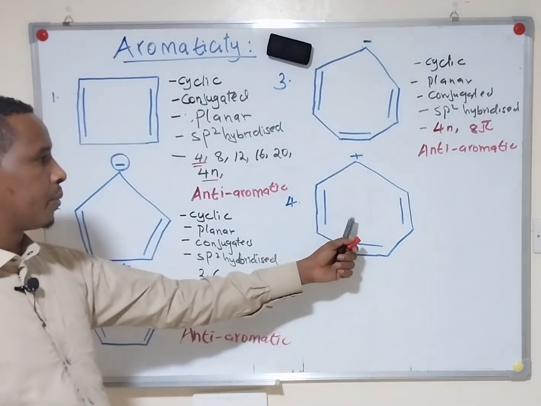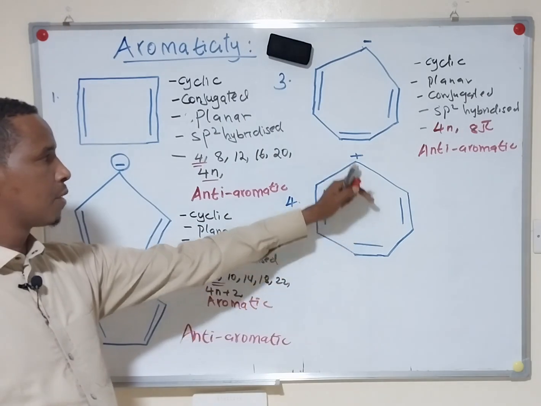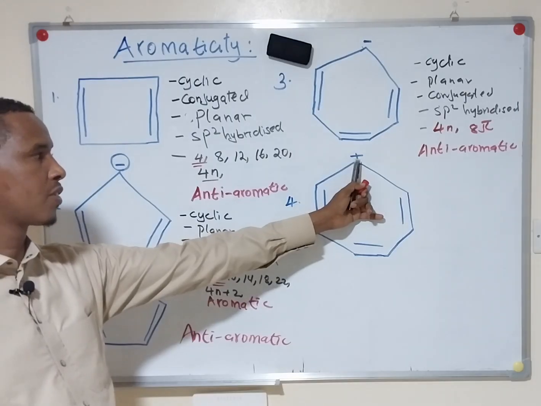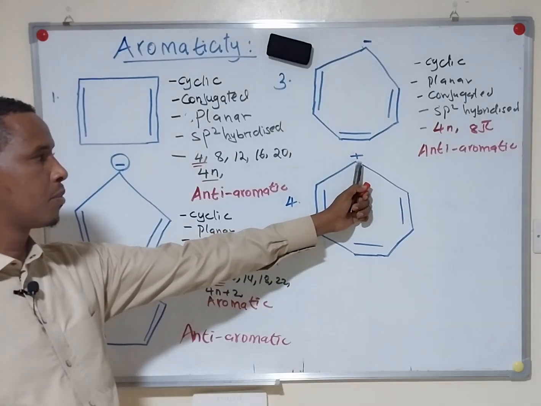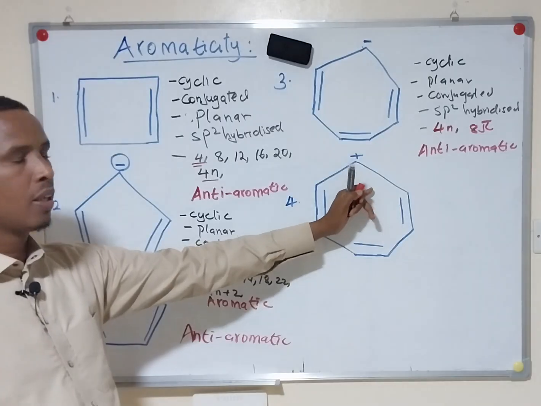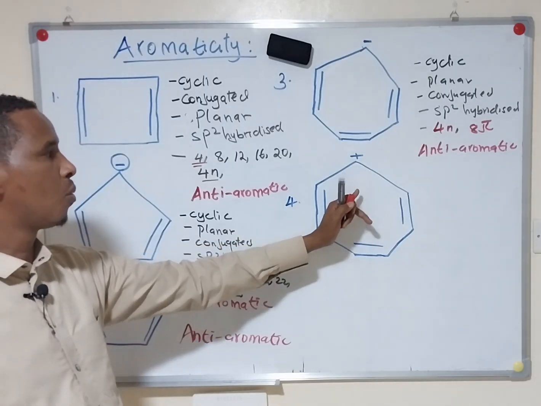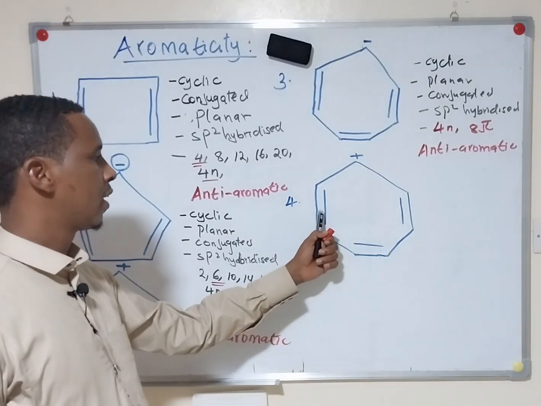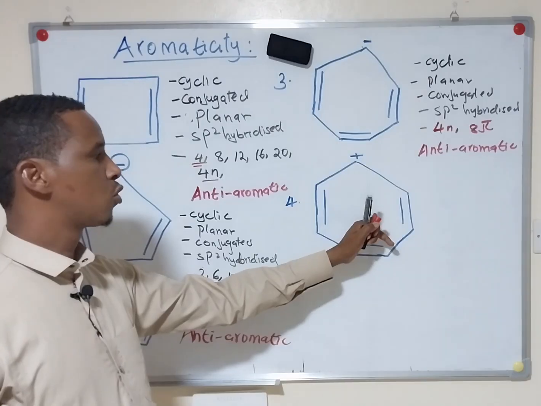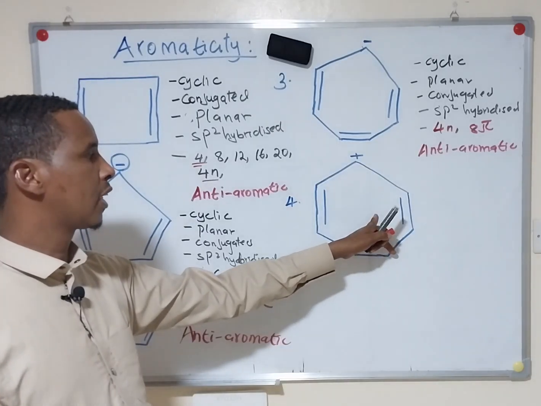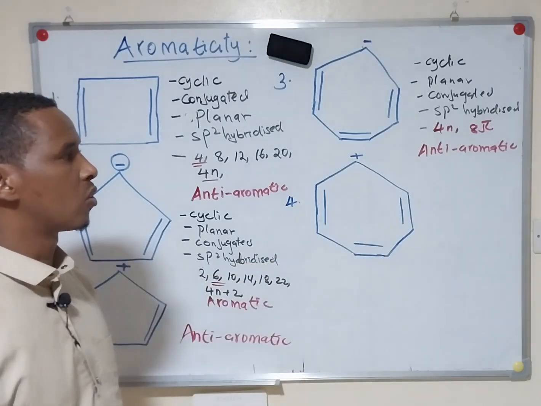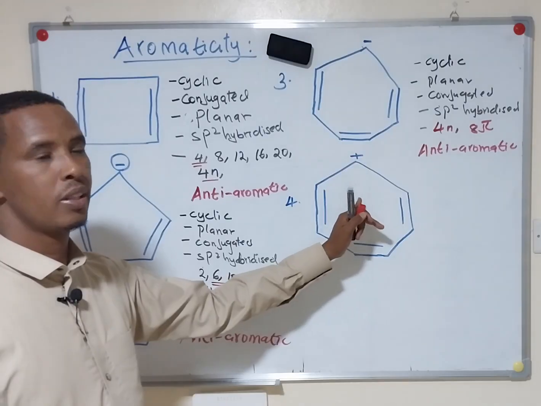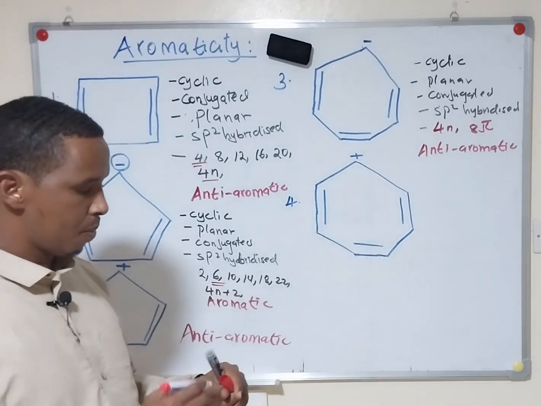And the last example is a similar structure, but the only difference is here. When you have a positive sign, that is an empty p orbital, and you count it as no pi electrons, or 0 pi electrons. So the compound now has 3 pi bonds, each with 2 pi electrons, so that is 6 pi electrons. This compound is an aromatic compound.